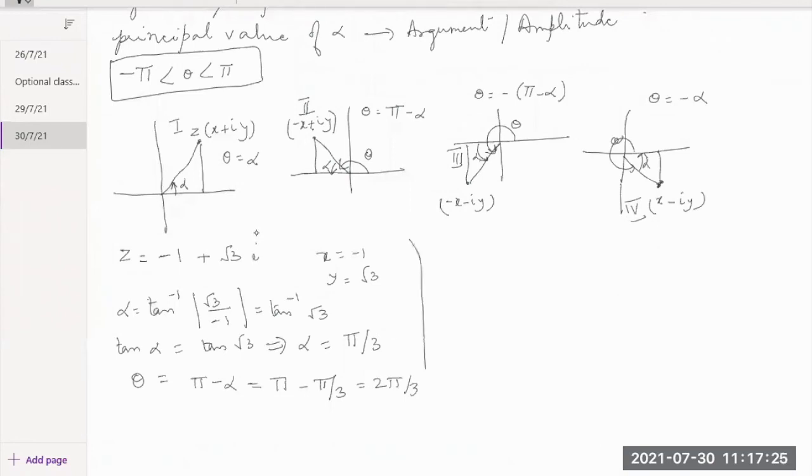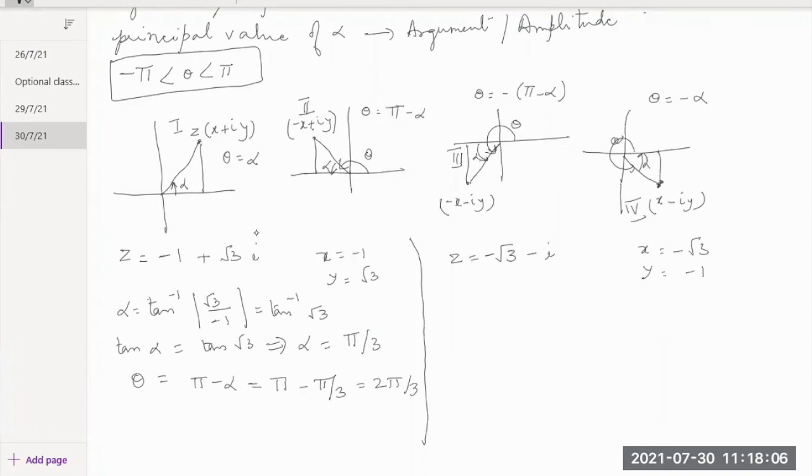Now I'm presenting another example here. This time I'm changing it. Z is equal to minus root 3 minus i. Now, if you read your x and y, x is minus root 3 and y is minus 1. So when you look at the values of x and y, where does it take you? Both x and y are negative. That means it is taking you to the third quadrant. So your complex number will lie in the third quadrant.